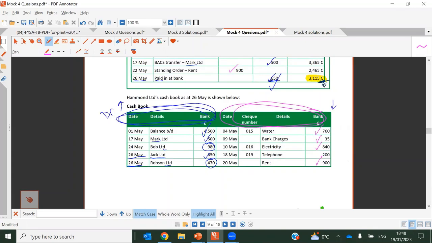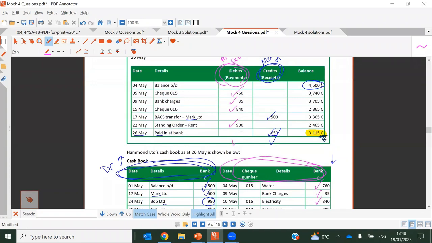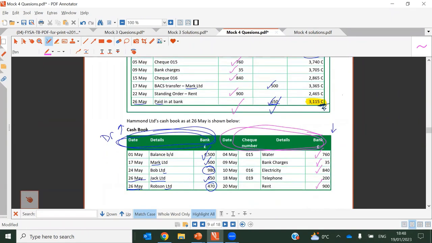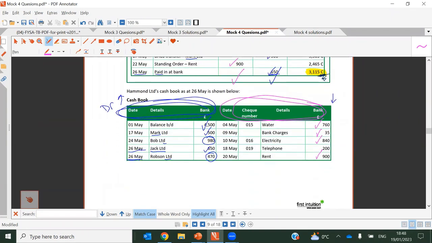However, I'm happy now that I have accounted for everything that was on the bank statement, but when I look down and see which ones I've marked off on my cash book, I can see that I have not shown this payment to the telephone company on the 18th of May.